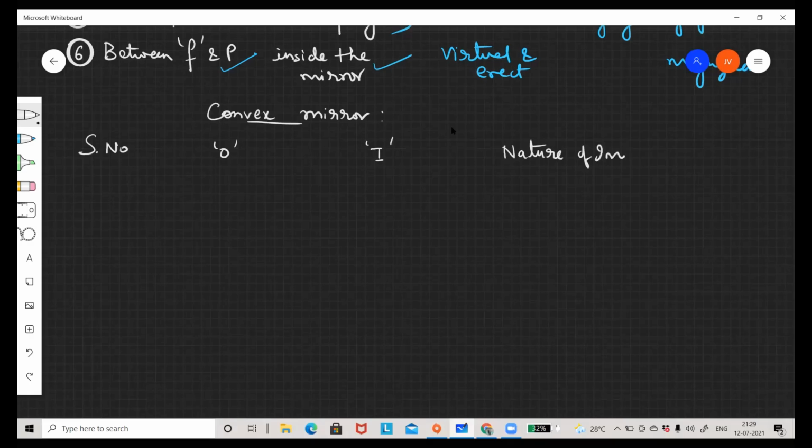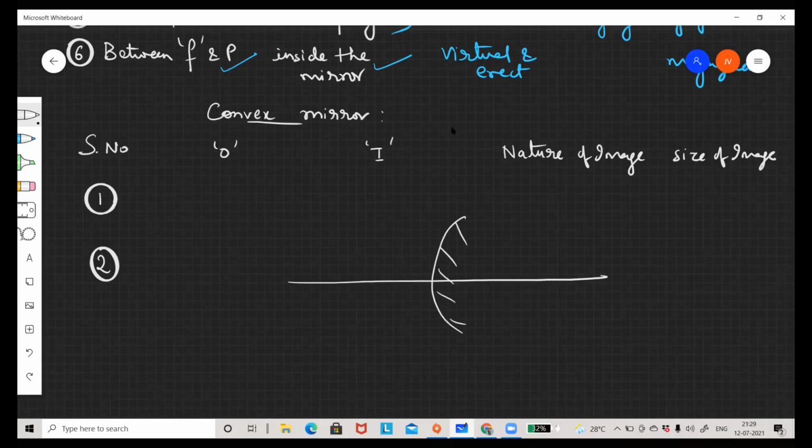Okay, so nature of image and size of image. Convex mirror is otherwise known as a diverging mirror, used for rear view. So there are 2 cases of image formation. Why are there only 2 cases? That's very interesting. So you have a convex mirror, and for concave mirror we were saying at infinity, so here also we'll have at infinity.